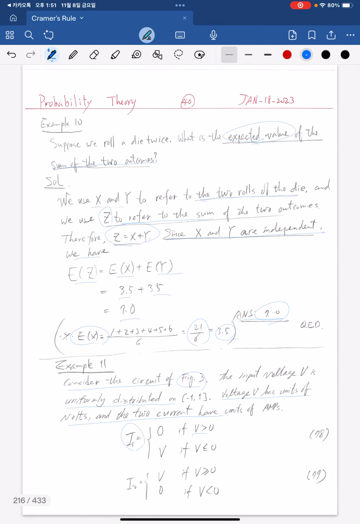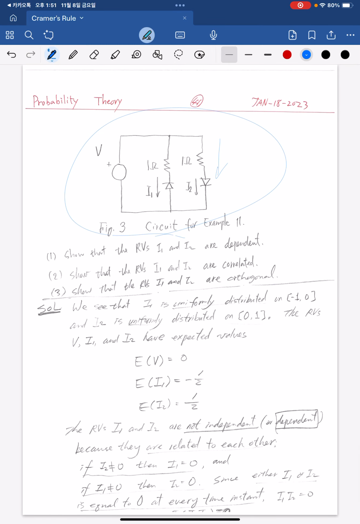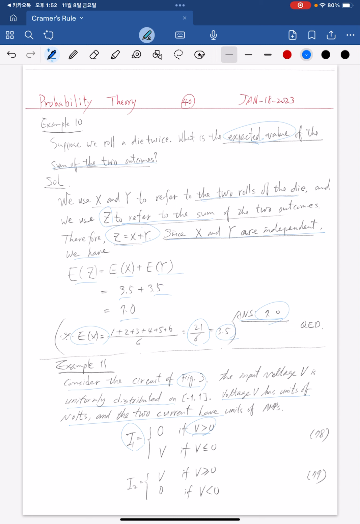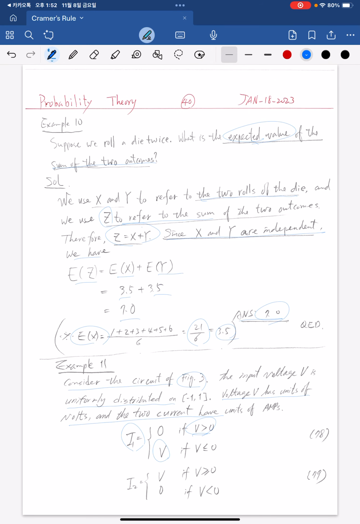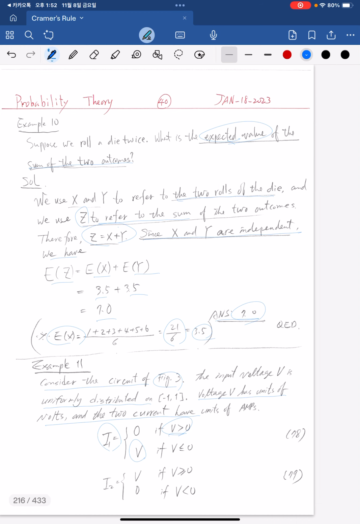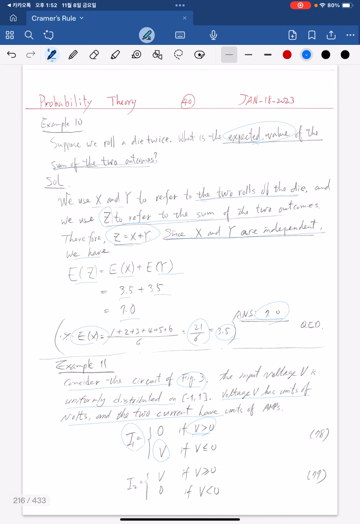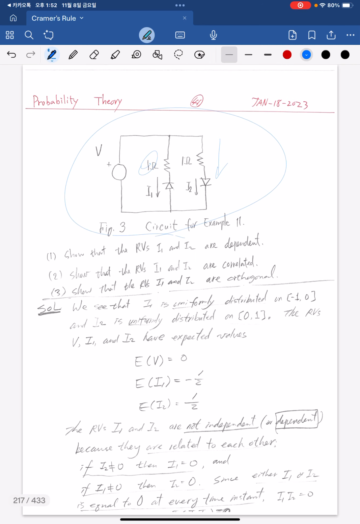V가 0보다 크면은 I1은 제로고, 0보다 적으면은 이게 이쪽으로 흐름으로 V 되고, 왜냐면 1 옴이라서요. 그죠? 그 다음에 I2는 V가 0보다 크면은 V가 되고 V가 0보다 적으면 제로가 돼. Show that RVs I1, I2 are dependent. Show that the RVs I1 and I2 are correlated. Show that the RVs I1 and I2 are orthogonal.